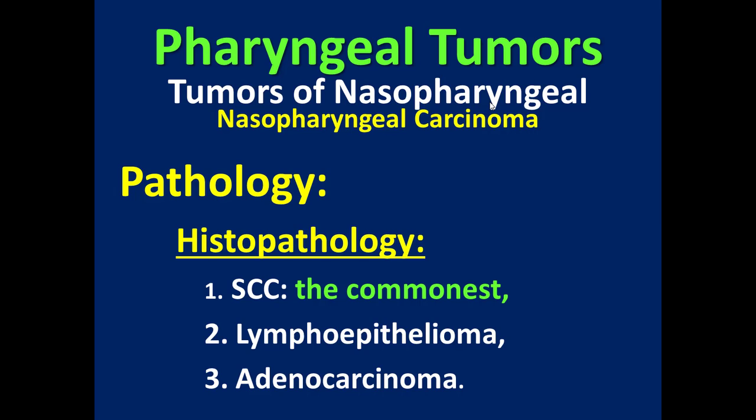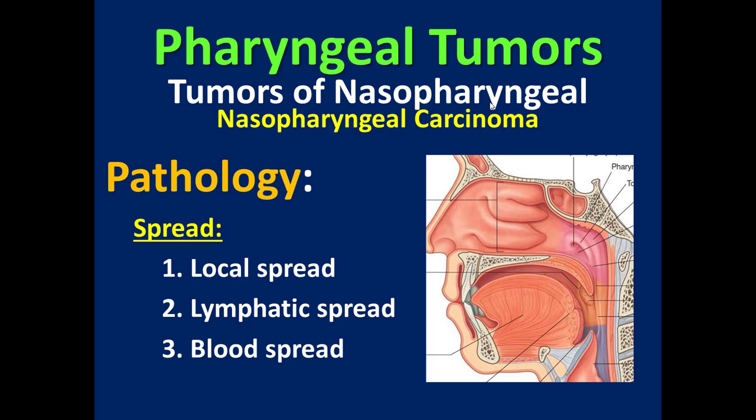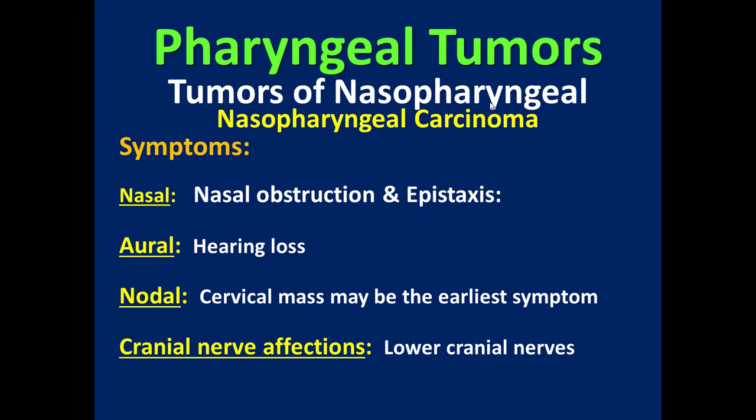Pathology: carcinoma is the commonest, but sometimes lymphoepithelioma or adenocarcinoma of the nasopharynx. This tumor, as a malignant lesion, has local spread to the skull base, to the nerves and intracranially, and sometimes lymphatic spread to the lymph nodes in the neck, and blood spread all over the body.